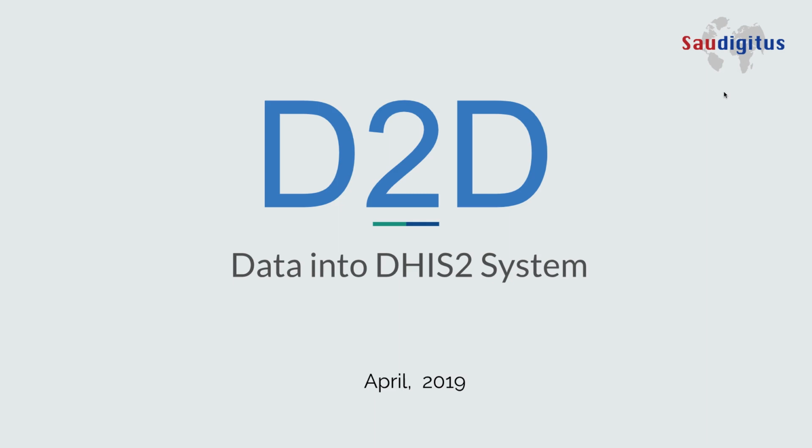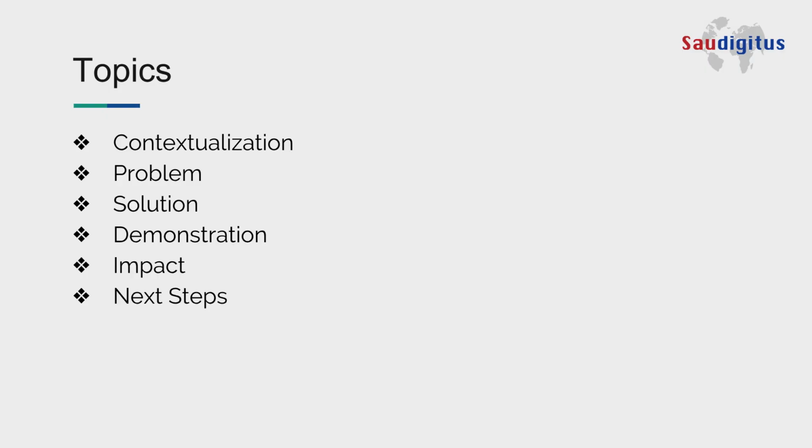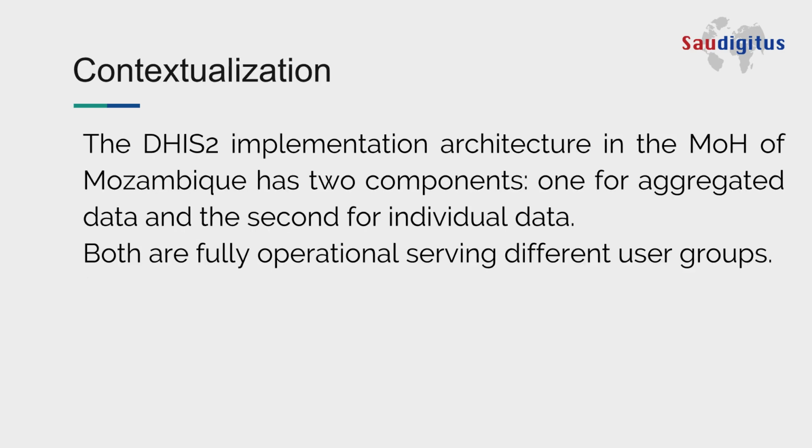And I'm here to present the D2D application. D2D is a DHIS2 application that aims to send data into DHIS2. During this presentation, I'm going to do a contextualization, specify the problem, the solution, do the demonstration, talk about the impact, and finally talk about next steps related to this application's development.